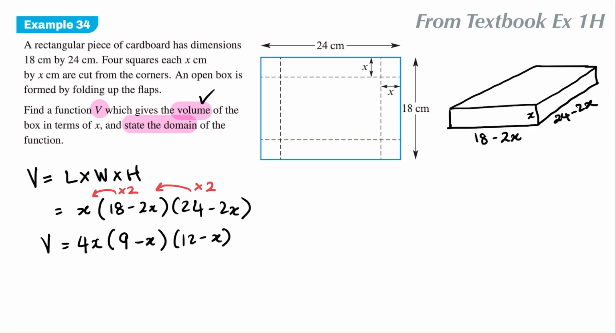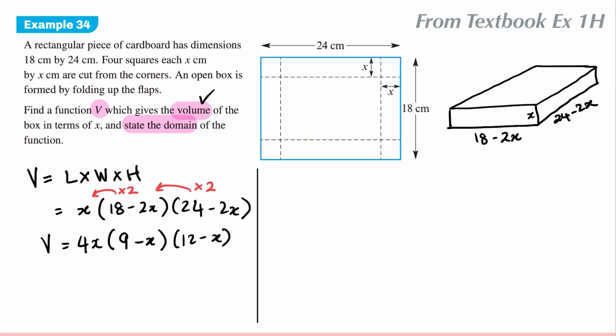The next part is about the domain. There are two ways to do this. The first way is looking at the dimensions, and the second way is sketching. To understand what we're looking for, we should look at the dimensions of the box, and then I'll show you how to quickly do it by sketching the graph so that you can visualize it in the future.